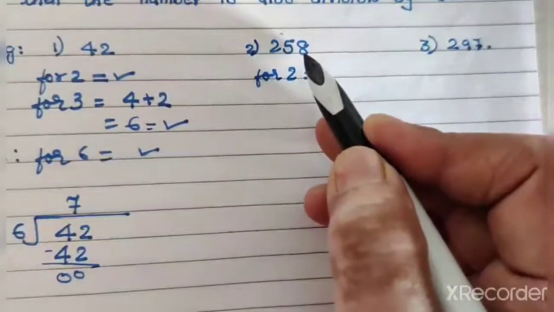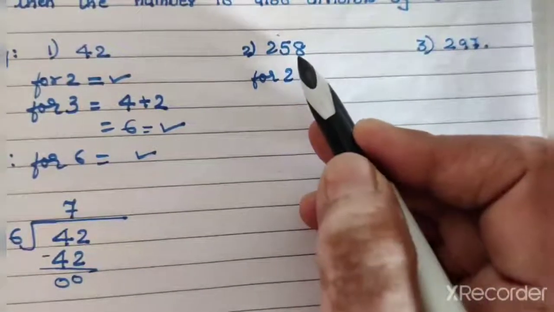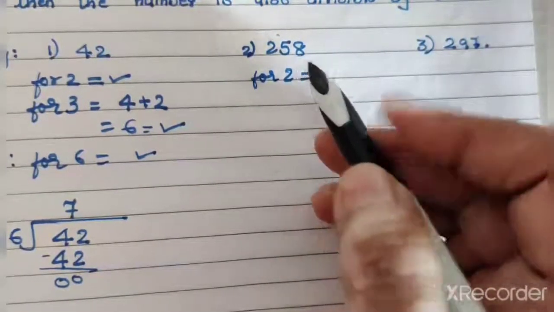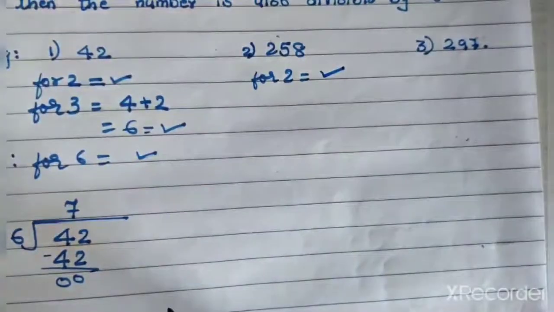Now, for 258, for 2, what we see is that the last number is even. You can see 0, 2, 4, 6, 8. These are even numbers. From these, we have 8 at the ones place. So for 2, is this number divisible? Yes. We are going to put a tick mark.